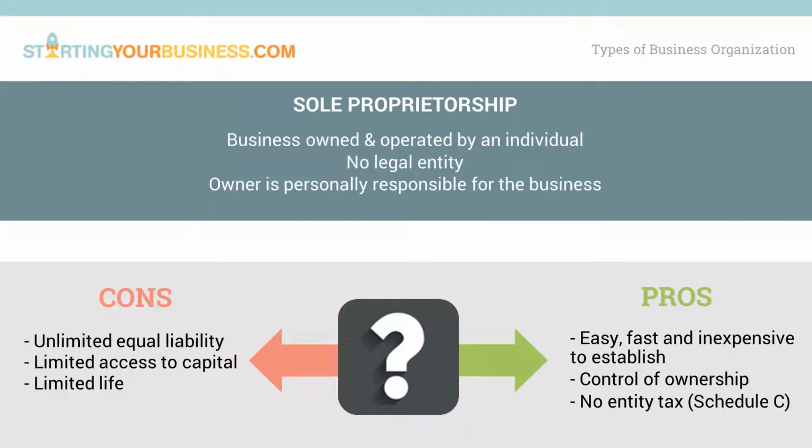The first entity that we will cover is also the most simple, which is the sole proprietorship. The sole proprietorship is basically an individual who decides to go into business for themselves. There is no separate legal entity, as the business is tied to an individual, making the business and the individual the same legally. Since there is no state filing for the sole proprietorship, a major pro for this entity is that it is easy, fast, and inexpensive to form.